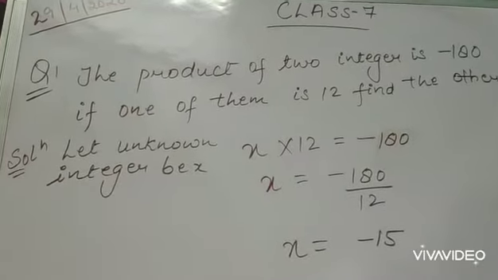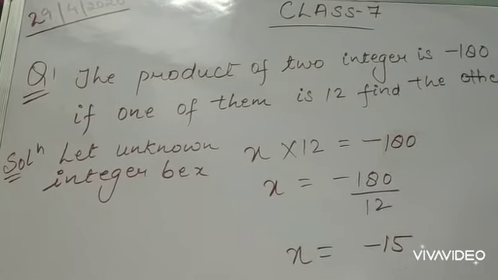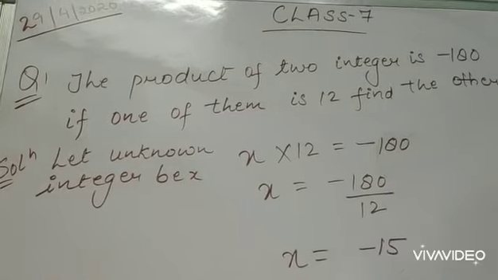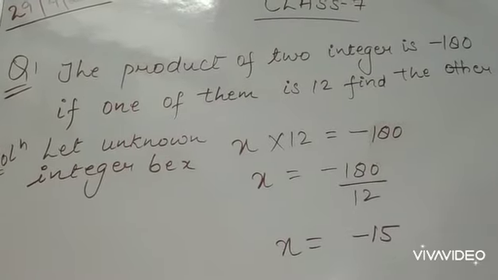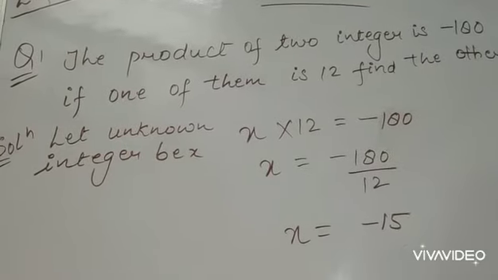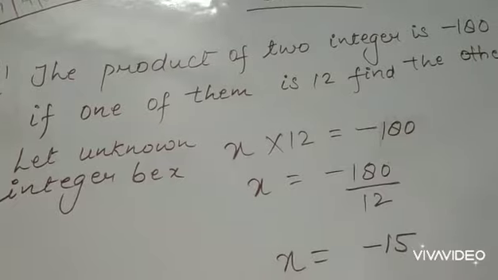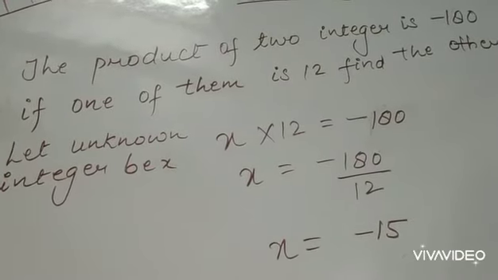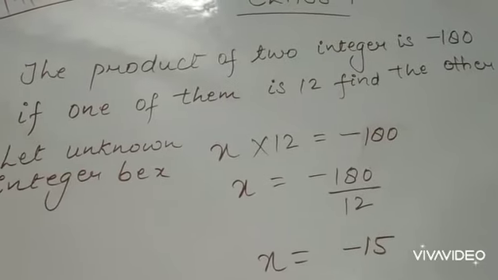Last question of this class, in which the children were facing doubt. The question is, the product of two integers is minus 180. If one of them is 12, find the other. See students, the question says the product of two numbers, which means we have to multiply the two numbers and it will give you the result minus 180.